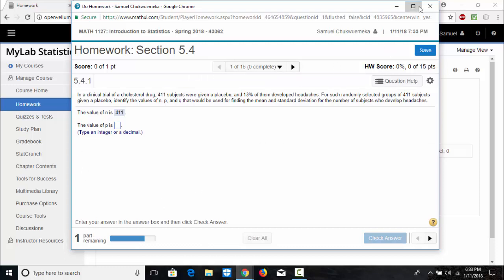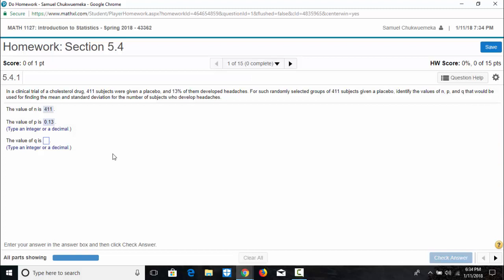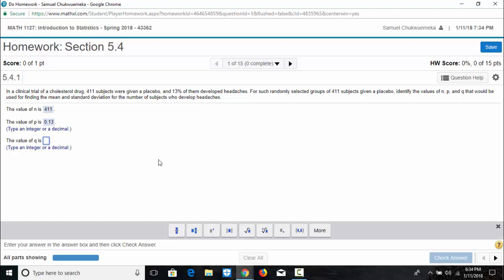The probability of success was the percentage of people that developed headaches, which is 13%. So type an integer or a decimal. So 13% is 0.13. And then the probability of failure, that is q, would be 100% minus 13%. That gives us 87%, which is 0.87. Okay, 0.87.